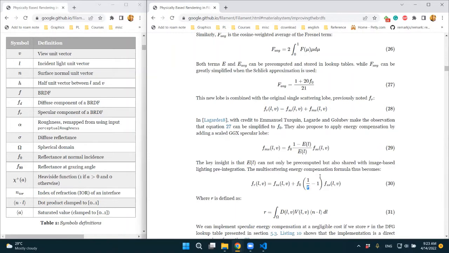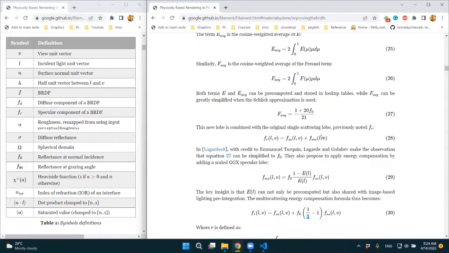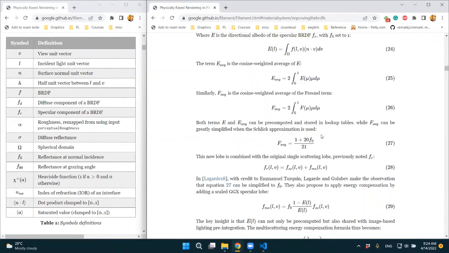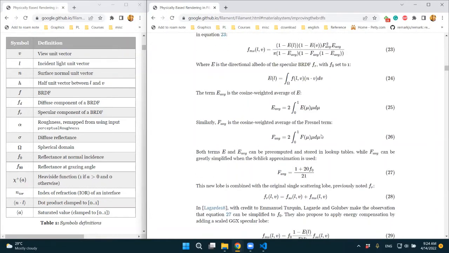So wait, what is the F term in the E function? Isn't that F the BRDF? E is the directional albedo of the specular BRDF. In the table, they just say it's generally the BRDF, the F term. So that F term in the E evaluation is going to be basically the single scattered version. Okay, so then the multiple scattered one. So the final one has the single scattered one quite a few times then.